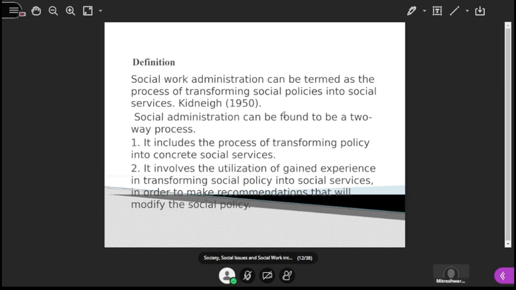It was born in 1950. So, social administration can be found to be a two-way process. What is the two way? Firstly, it includes a process of transforming the policy into concrete social services. And secondly, it involves the utilization of gained experience in transforming social policy into social services in order to make recommendations that will modify the social policy.